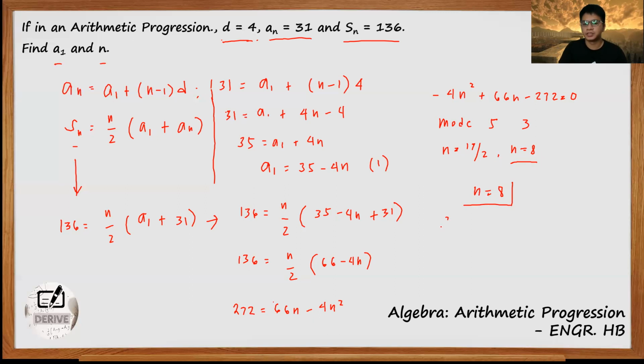Isa na lang hinahanap, which is first term. First term is equal to 35 minus 4 times 8, way back on our first equation, which is this. So 35 minus 32, so our first term will become 3. Okay, so our first term is 3. The number of terms is 8.